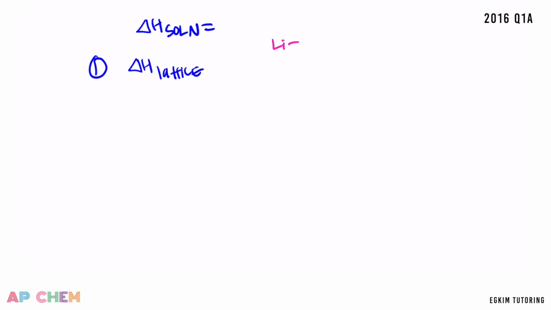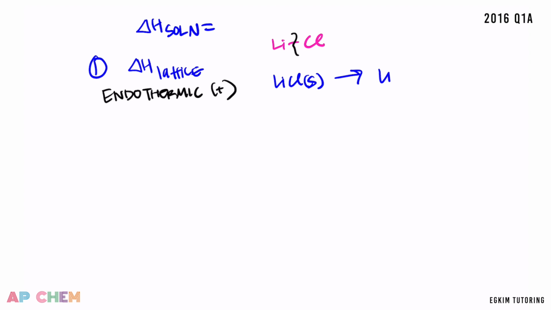In order for lithium chloride to actually dissolve in water, you have to break the ionic bond between lithium and chloride. Breaking bonds involves absorbing energy, meaning this process is endothermic. And anything that's endothermic will have a delta H that's positive. Technically, what's happening here is you're taking lithium chloride solid and it's being converted into ions, lithium and chloride ions. And these are actually in gaseous state.